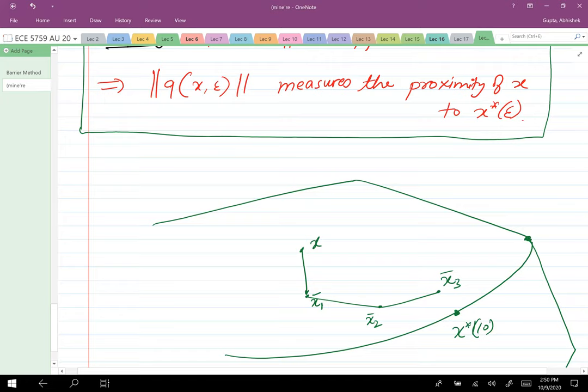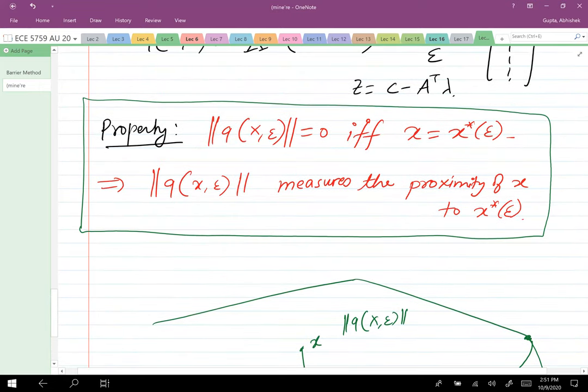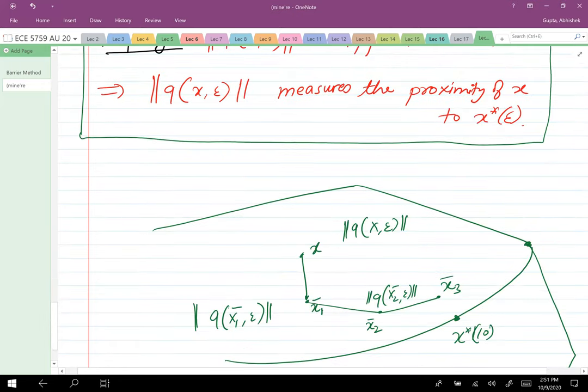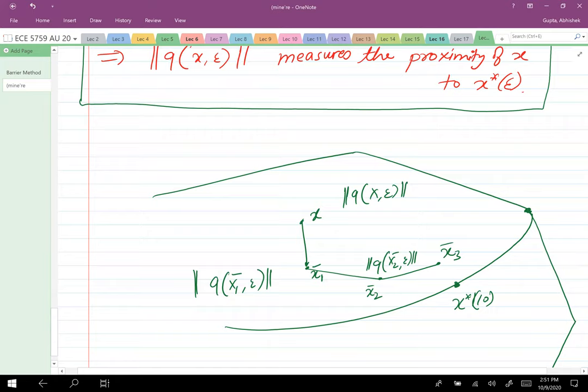And this Q of X comma epsilon, so for epsilon fixed, you can compute Q of X comma epsilon, Q of X1 bar comma epsilon, Q of X2 bar comma epsilon, right? So you can see the progress of how close you are to the central path, how close you are to this X star 10. Sorry, the epsilon is 10. So let me maybe make it 10 here. Was that your question, or?